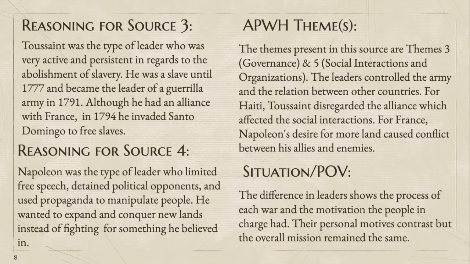The themes present in these sources are Theme 3 and Theme 5. The leaders controlled the army and the relations between other countries. For Haiti, Toussaint disregarded the alliance, which affected social interactions, and for France, Napoleon's desire for more land caused conflict between his alliances and enemies.